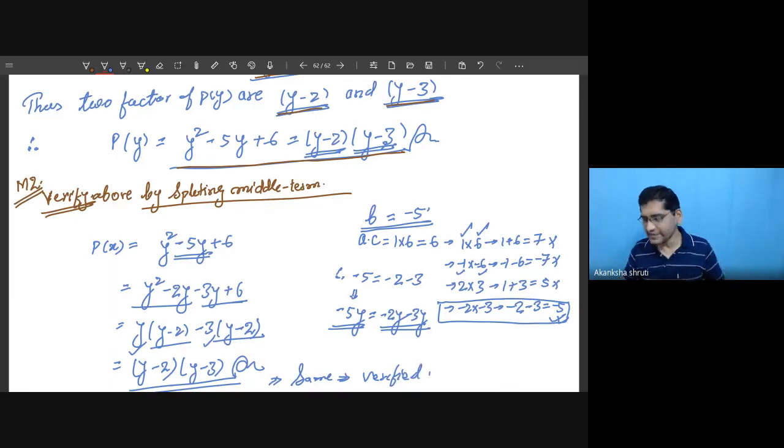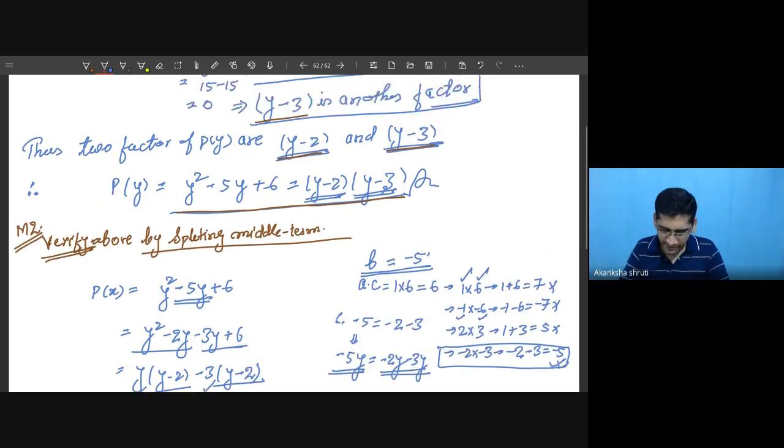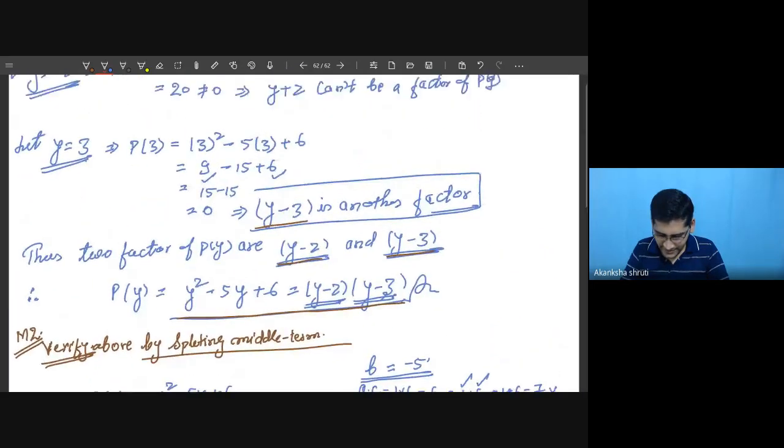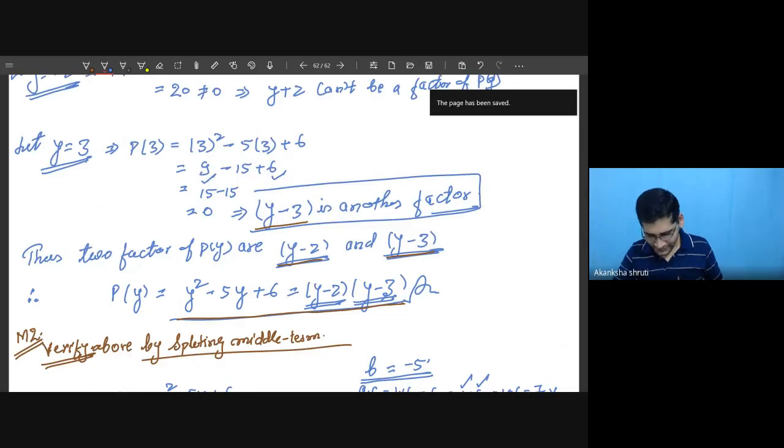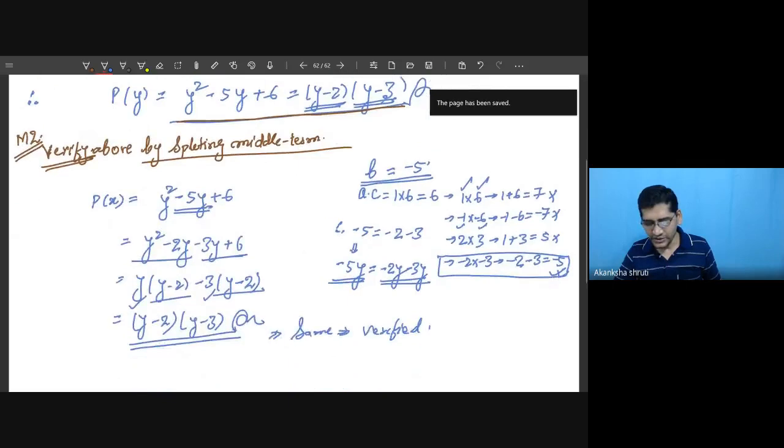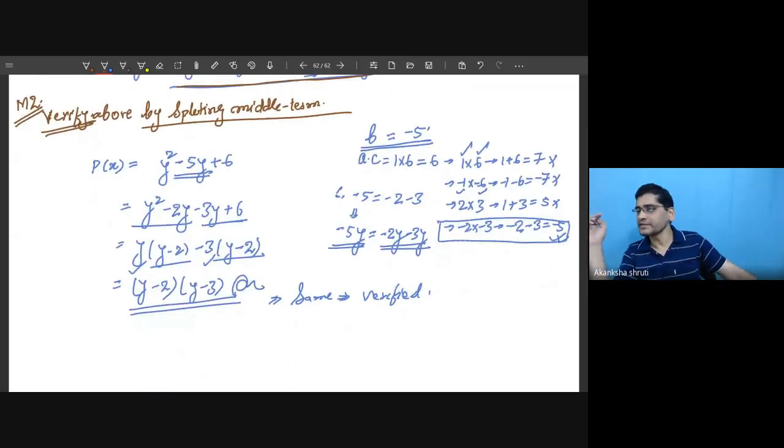So student, splitting the middle term is quite an easy method. By the factorization method, you have to give trials, and trials will take some time. So unless or until it is mentioned to do the question by the factorization method, you always adopt splitting the middle term. Okay, student? There are a few more methods called completing the square and the discriminant method or quadratic formula method. These things we will learn in class 10.